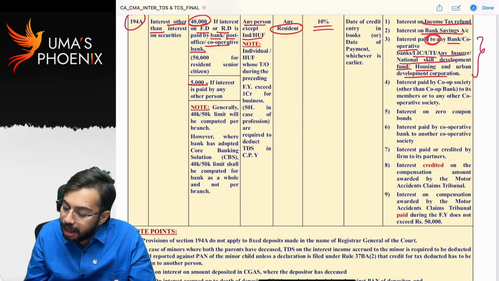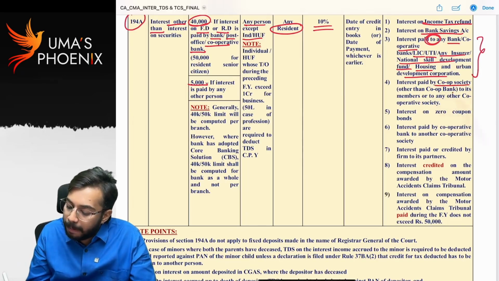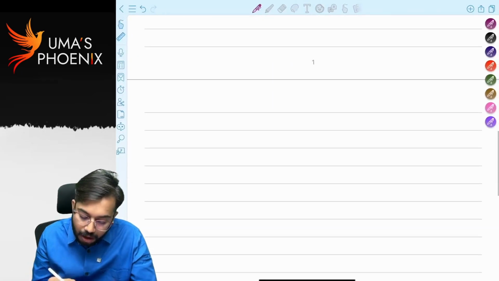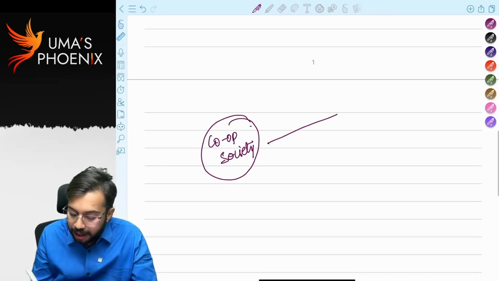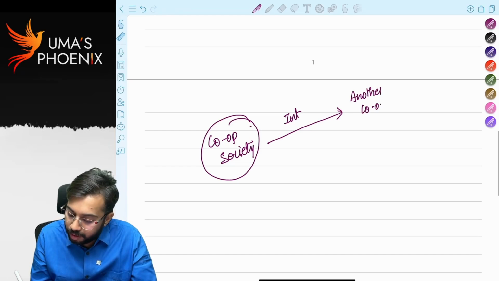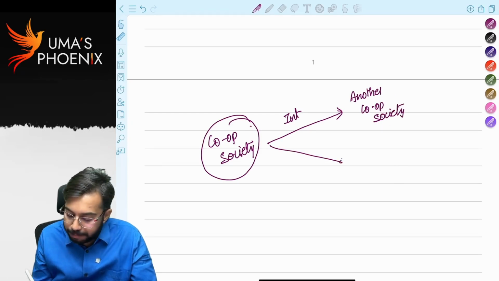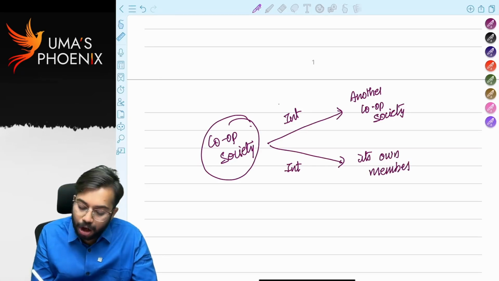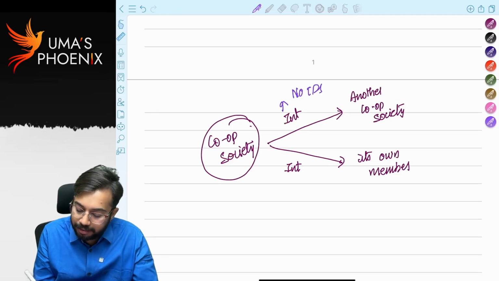Next, interest paid by cooperative society other than cooperative bank to its members or to any other cooperative society. That means what? Cooperative society is paying interest to another cooperative society, or it is paying interest to its own members. So in these two cases, cooperative society is not required to deduct TDS. Is it clear?